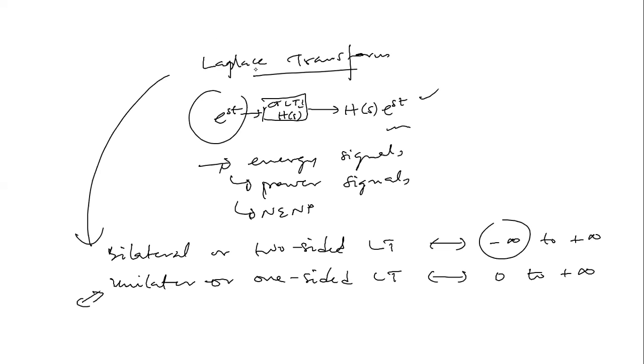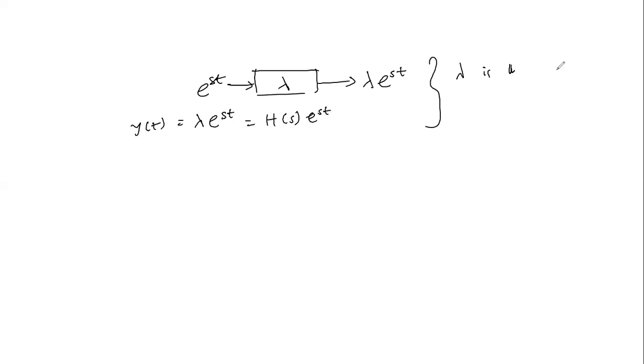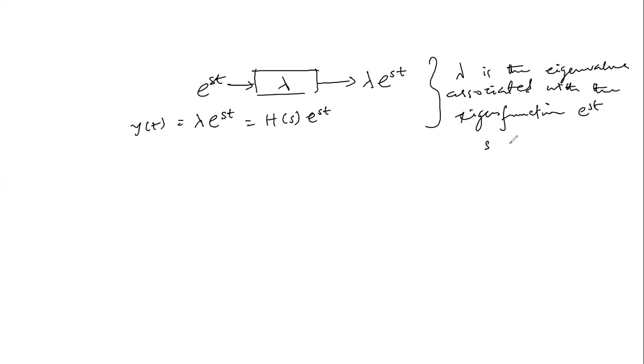So, since we already established that a system can be characterized by the response lambda, for which the input is an eigenfunction, such that the output is a scaled version of the eigenfunction, we see that the output y of t is the same as lambda e to the st, which is the same as h of s e to the st. Since lambda is the eigenvalue of the eigenfunction, it means that h of s is the same as the eigenvalue. So lambda is the eigenvalue associated with the eigenfunction e to the st. And in this case, s is a complex variable.